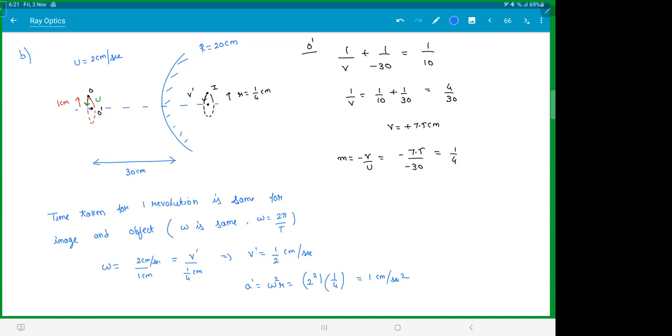What will be a silly question? What is the force acting on the image? Mass into acceleration. What is the mass of the image? 0. So what is force? 0. That would be a good question. Simple thing. So the image has an acceleration, but it doesn't have mass. That's why you don't need a force. F is ma, m is 0. Clear?